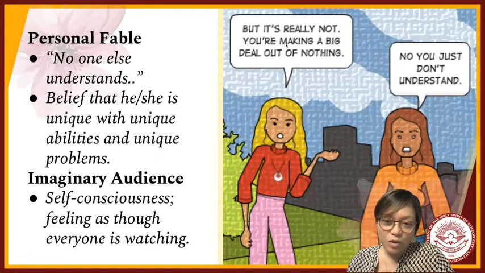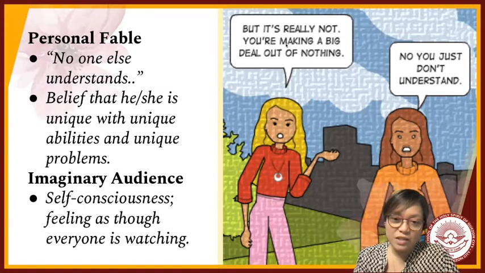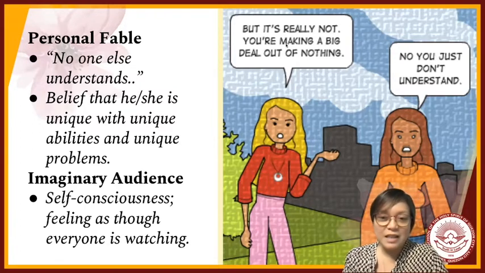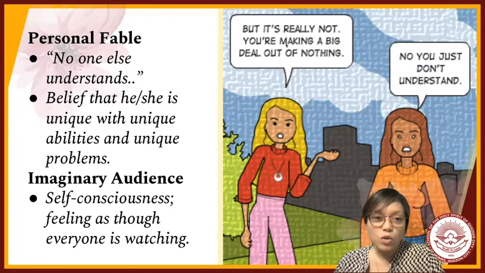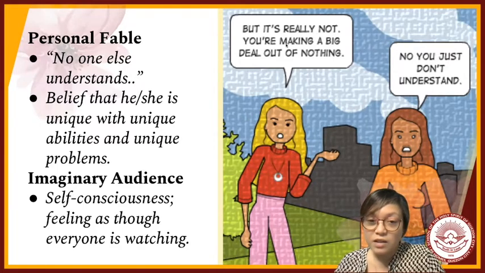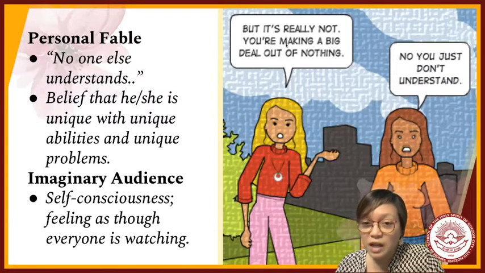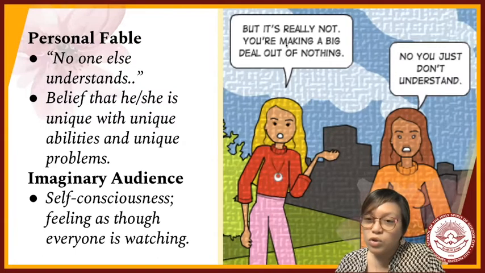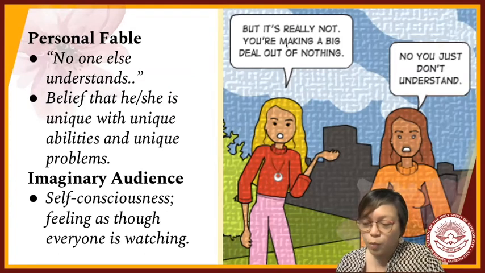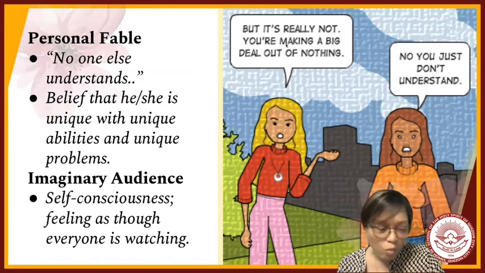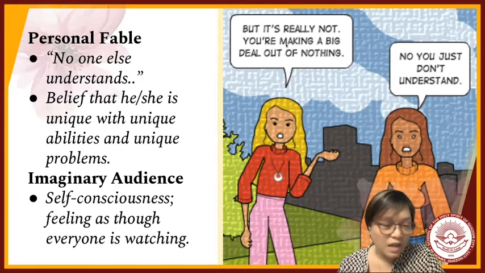Another thing that we usually get into at this age is called personal fable. And this is when we feel that no one else understands. We believe that we are unique, we have unique abilities, and we have unique problems. Therefore, no matter what other people say, like in this illustration, "you're making a big deal out of nothing," we always say, "No, you just don't understand." And we feel like nobody understands our situation. We are the only ones going through these problems, these issues, and nobody else can understand exactly how I feel.